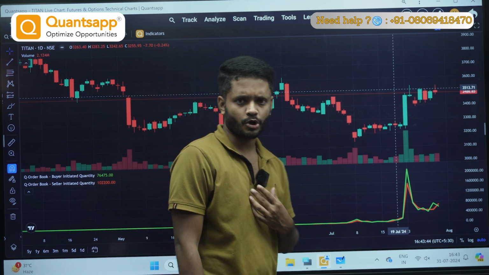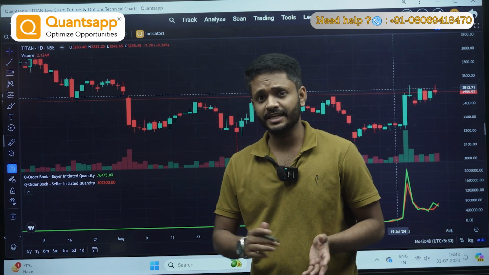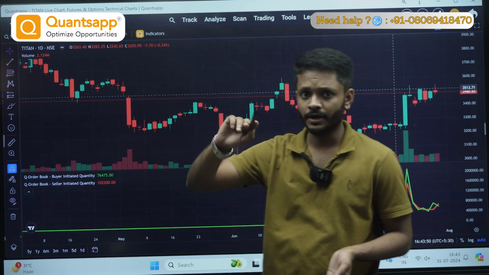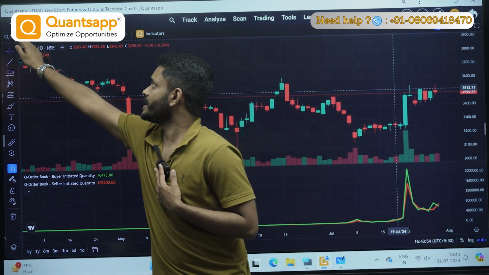So these were the two stocks which I wanted to show you. And additionally, if you want to check out any stock which came from weak to progressive, you can definitely create a basket sector wise and go and check them.